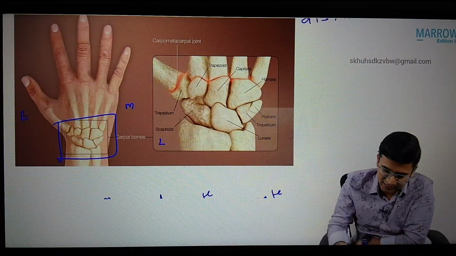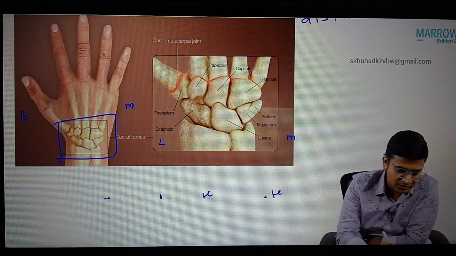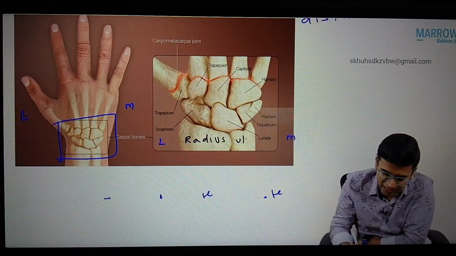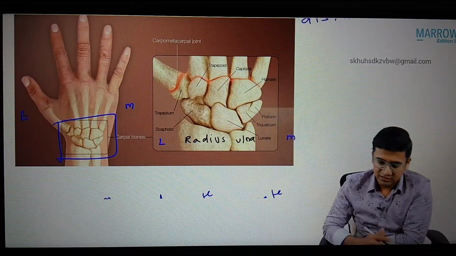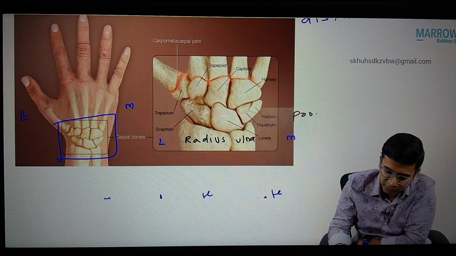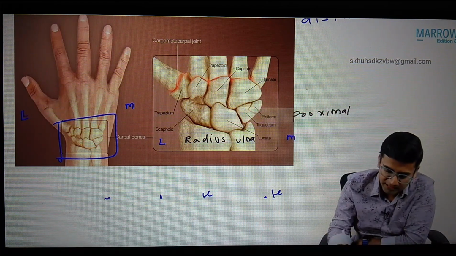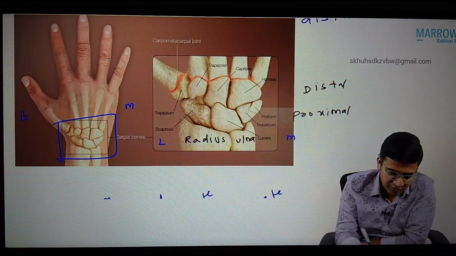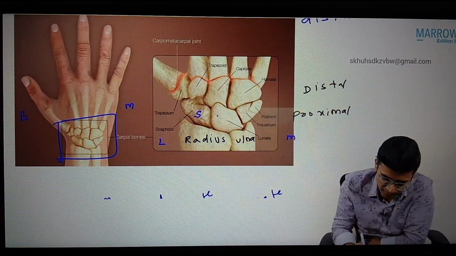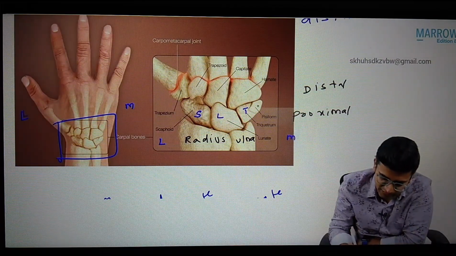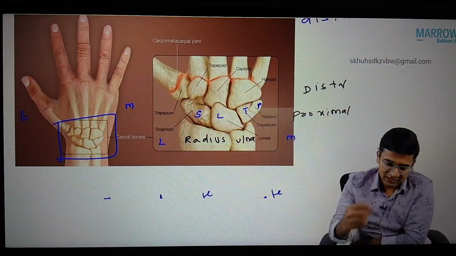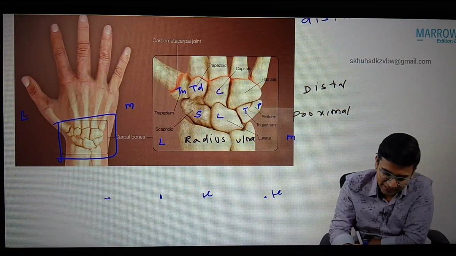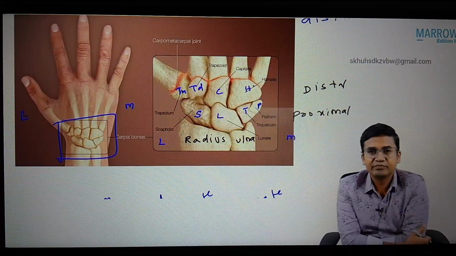So again, this is lateral, this is medial, and this is our lower end of radius bone, and this is your ulna bone, lower end, and this is the proximal row of the carpal bones, and this is the distal row, okay? So the proximal row, we have scaphoid, lunate, triquetrum, pisiform. Distal row: trapezium, trapezoid, capitate, and hamate.